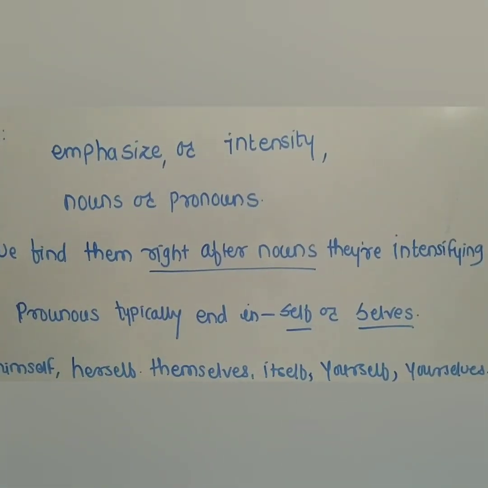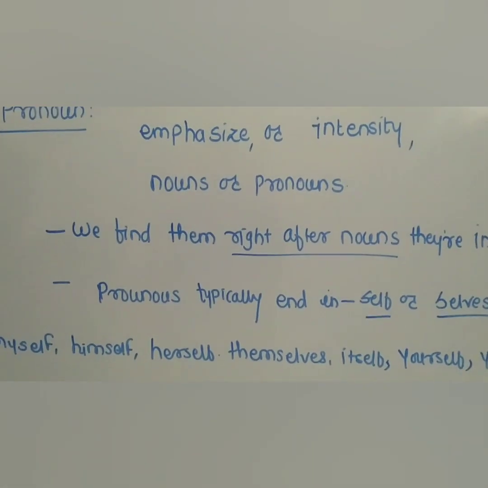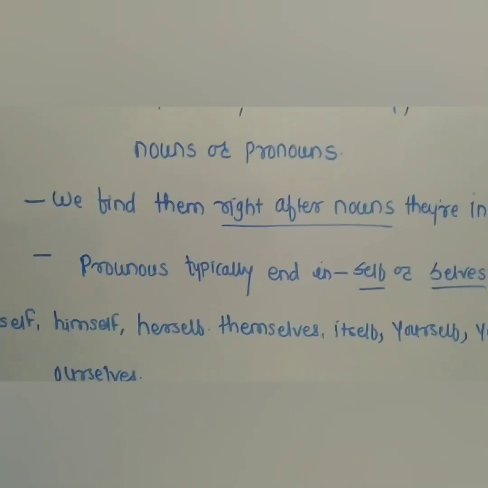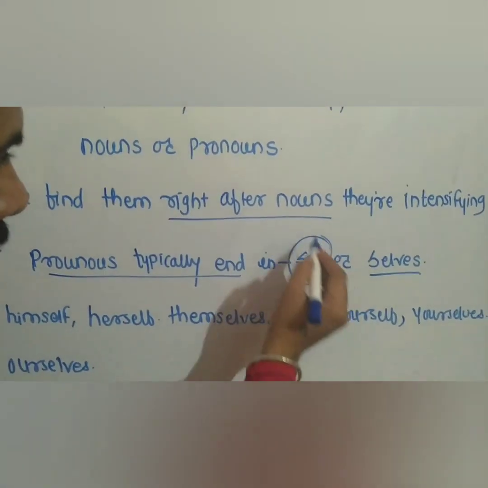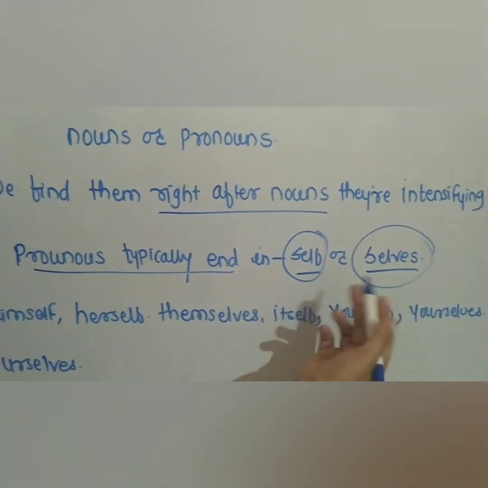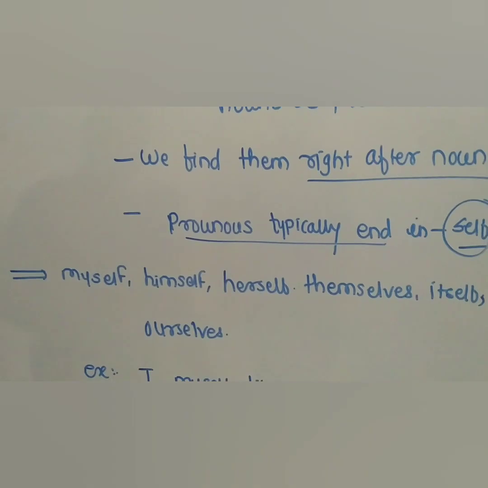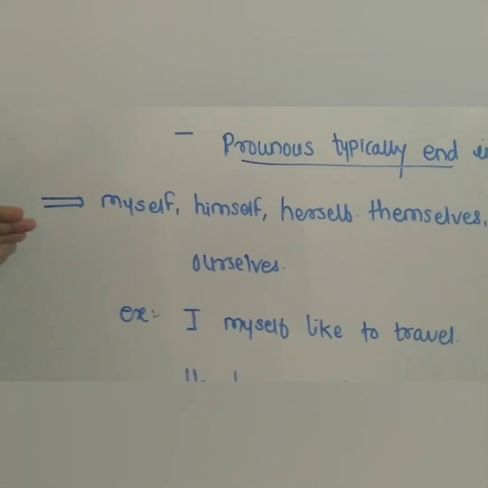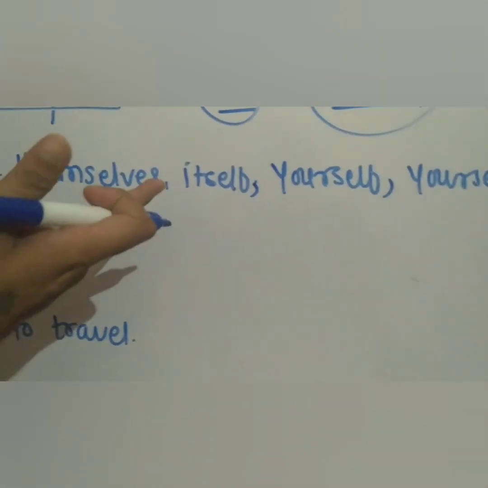They intensify something in the sentence. So it is very easy. The pronouns typically end with self or selves. That's why we can easily identify the intensive pronouns in the sentence. The list of intensive pronouns is like myself, himself, herself, themselves, itself.